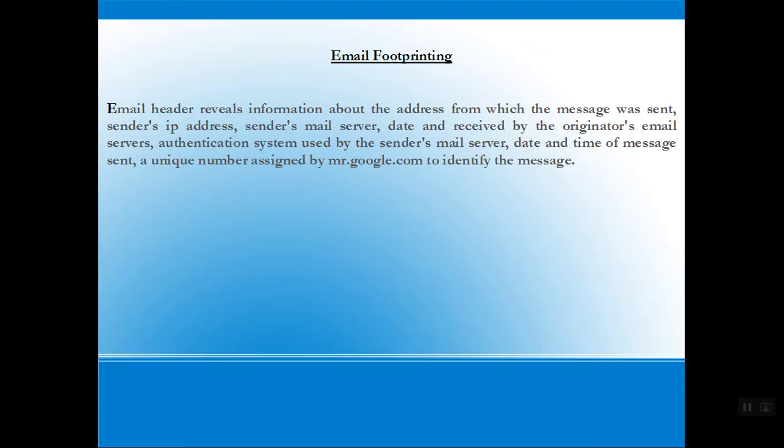Now comes email footprinting. Email header reveals information about the address from which the email was sent, sender's IP address, sender's mail server, date and time received by the originator's email servers, authentication system used by the sender's mail server, date and time of message sent, and a unique number assigned by mx.google.com to identify the message.